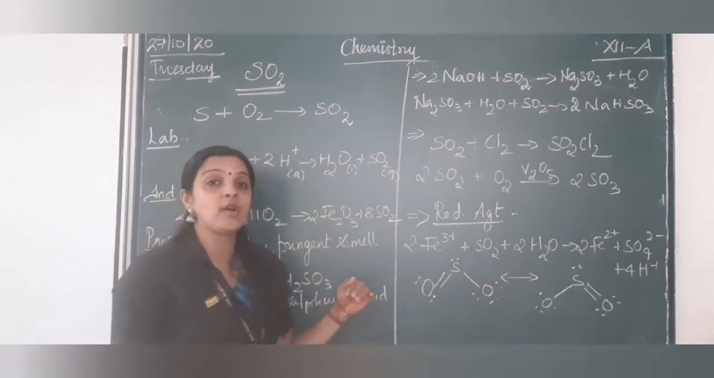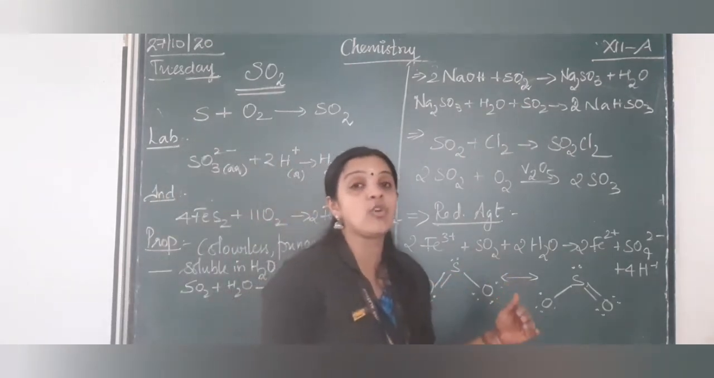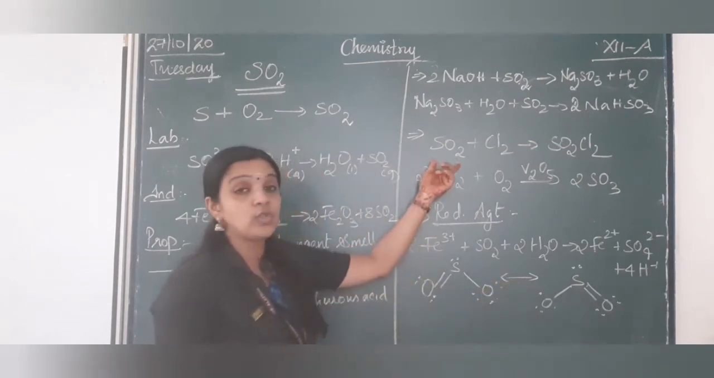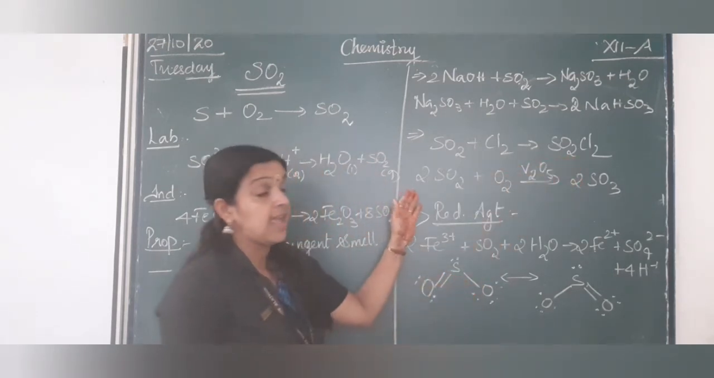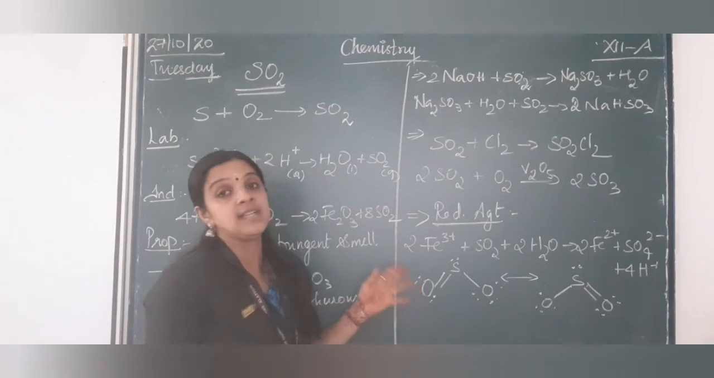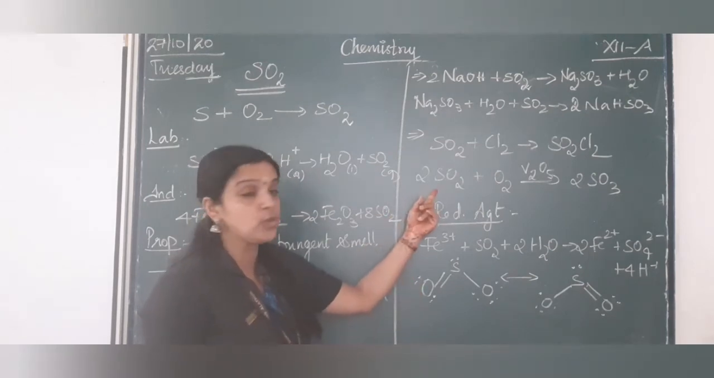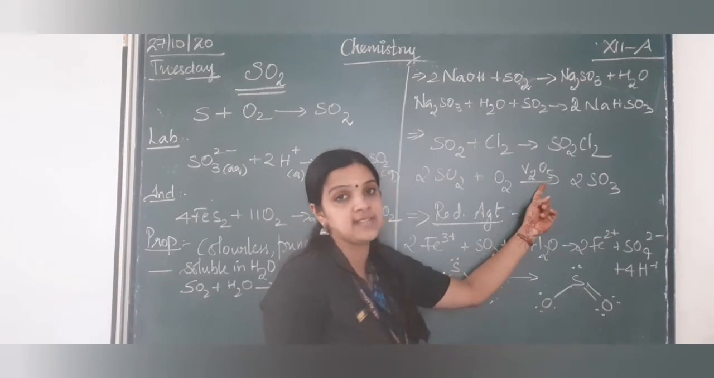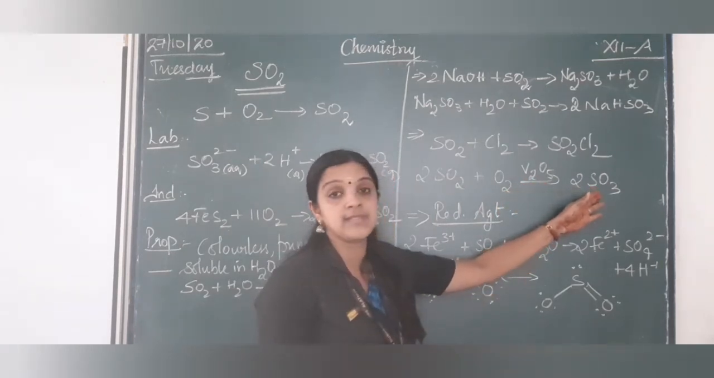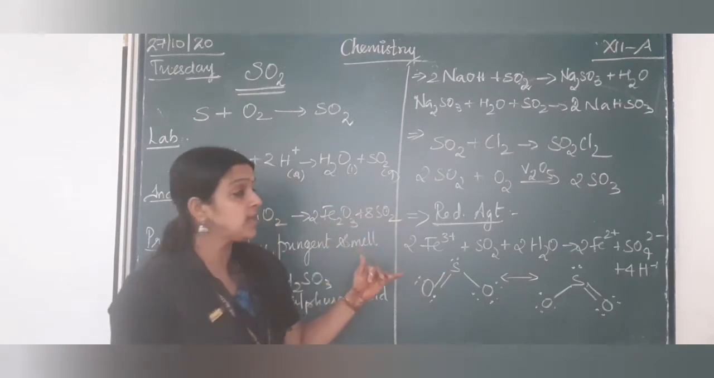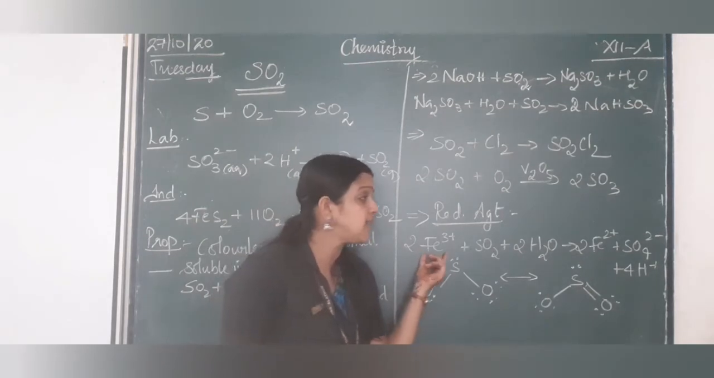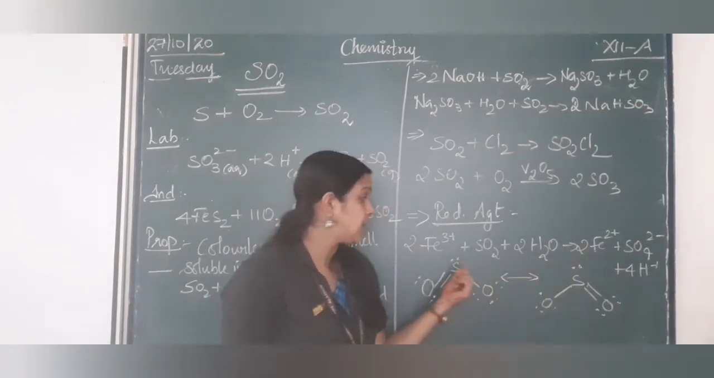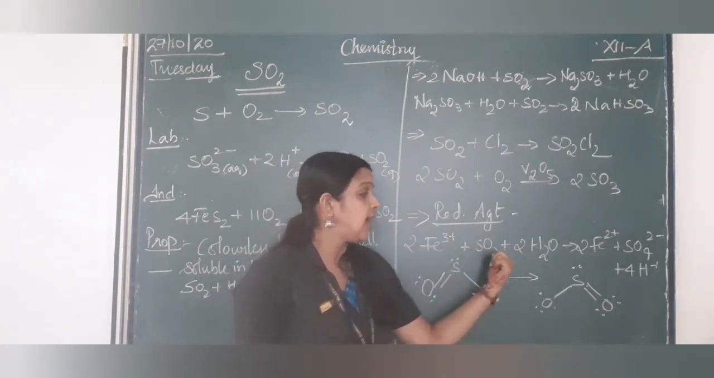The next one is a very important preparation of sulfuryl chloride. SO2, when it is treated with a halogen, that is chlorine, you get SO2Cl2. And the next one, which we have already learned, is catalytic oxidation. SO2 undergoes oxidation in presence of a catalyst like vanadium pentoxide to give sulfur trioxide. Next is the use of sulfur dioxide as a reducing agent, where you can see Fe3+ gets reduced to Fe2+. So here it acts as a reducing agent by reacting with a ferric ion and giving ferrous ion.